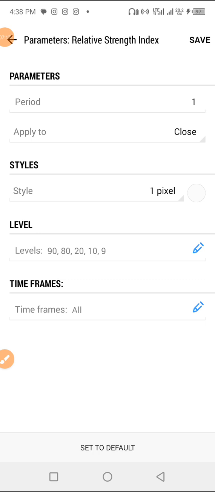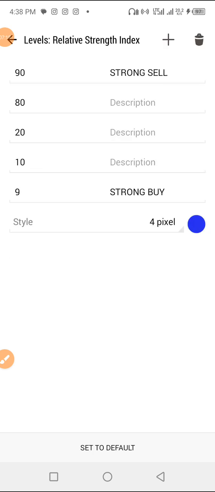Now the levels, we have the 90, 80, 20, 10, and 9 respectively. So the 90 level is described as strong sell. That means when price is at that zone and the conditions are met, we have an opportunity to go short. That means you sell. While the level 9 is strong buy. When price is at that zone, you expect to take buying opportunities.